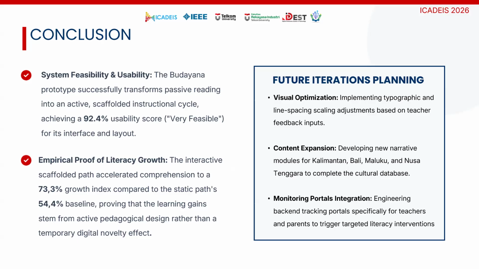And then for our feature iteration planning, first we plan visual optimization of the static path by implementing font and line spacing scaling based on the teacher feedback inputs. Next is content expansion. We plan to develop learning modules for Kalimantan, Bali, Maluku, and Nusa Tenggara to complete the cultural database. And finally, we plan to engineer a backend tracking portal specifically for teachers and parents to trigger targeted literacy interventions. And that is it for my presentation. Thanks.